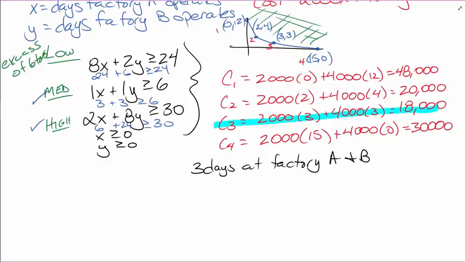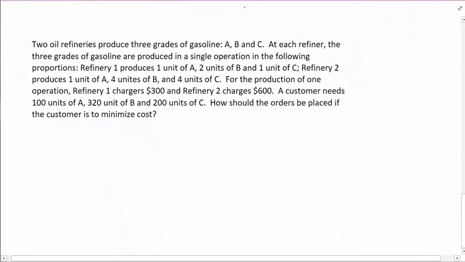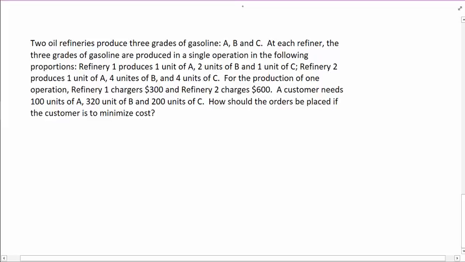I'm going to leave you with a similar question here. 2 oil refineries produce 3 grades of gasoline. In what fashion do we need this gasoline to be produced in order to minimize cost? Good luck.